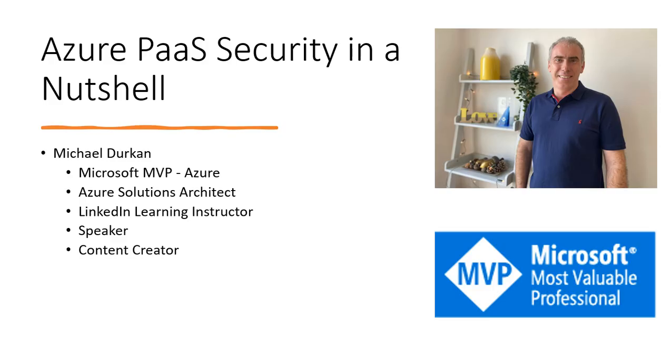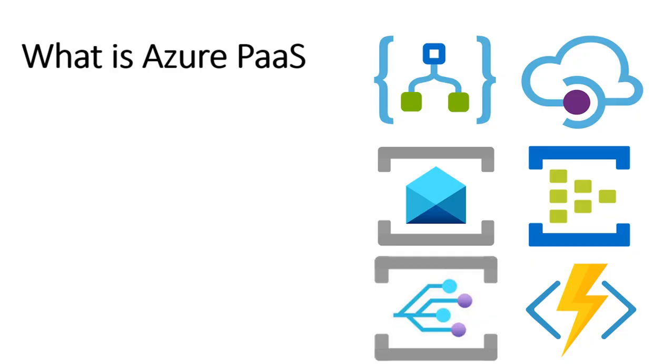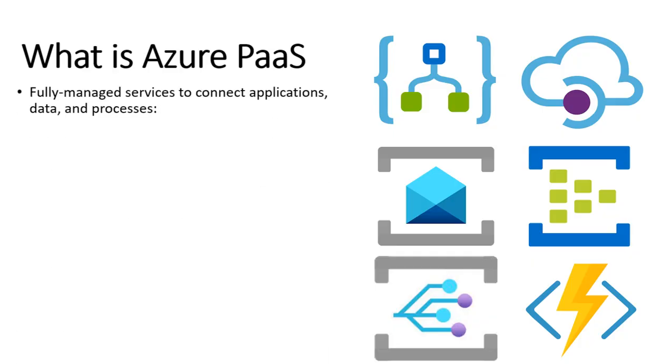But let's jump into Azure PaaS. And I think the best place to start is, what is Azure PaaS? So Azure PaaS, it's a collection of fully managed services to connect applications, data and processes. So we're abstracting away from the traditional virtual machines, the traditional IaaS layer, and we're taking that responsibility for the hardware, for the operating systems, and for the maintenance of those away, offloading those to Microsoft in the form of PaaS services. So if we take a look at what the various PaaS services are, just to flavour them here.